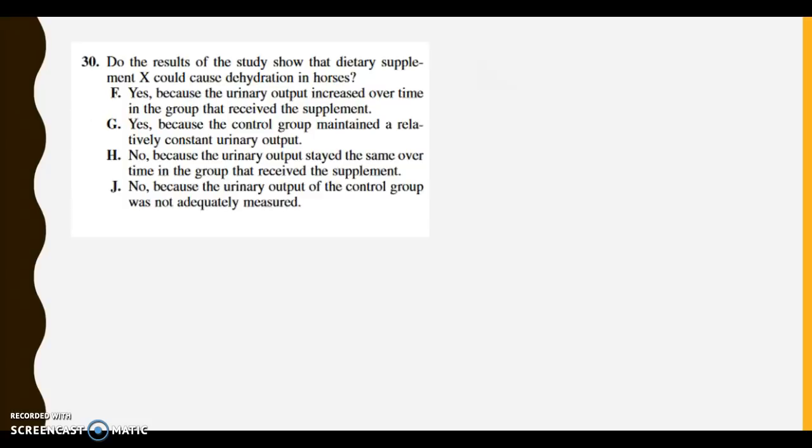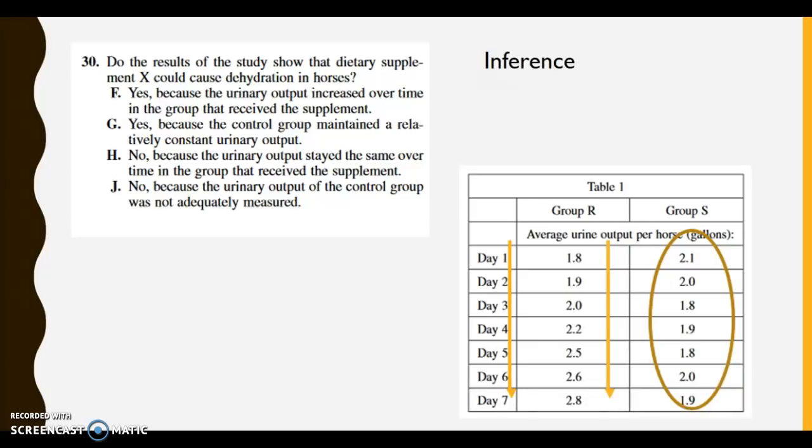Last question. Question 30. Did the results of the study show that dietary supplement X could cause dehydration in horses? This is an inference question. I'm going to put my data back up and leave the trend lines on there. I'm noticing an increase in urination, and we talked about this with a previous question. We know that, yes, dehydration can be caused by this dietary supplement. So we're going to go ahead and get rid of answer choice H and J.